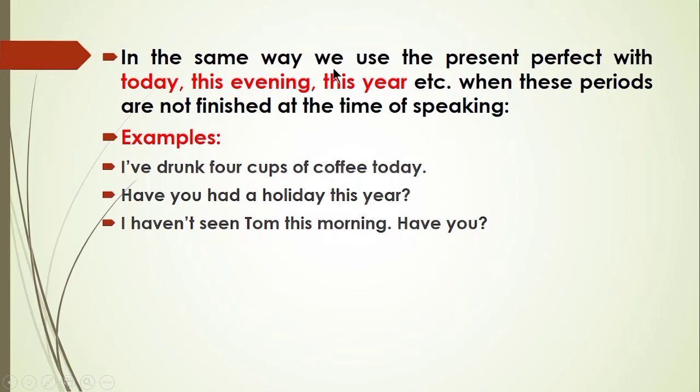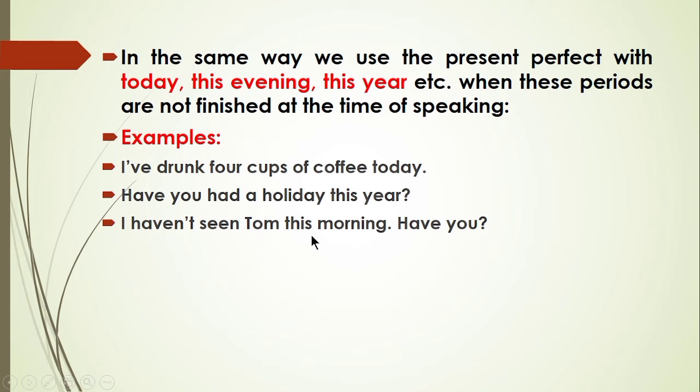In the same way, we use the present perfect with today, this evening, this year, etc. when these periods are not finished at the time of speaking. So when these durations have not finished and are still in progress, we use present perfect tense. For example, I have drunk 4 cups of coffee today. It means today is still on. Today has not finished. Have you had a holiday this year? So it means the year has not finished. It is still in progress.